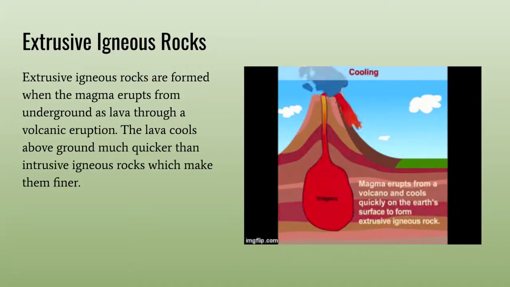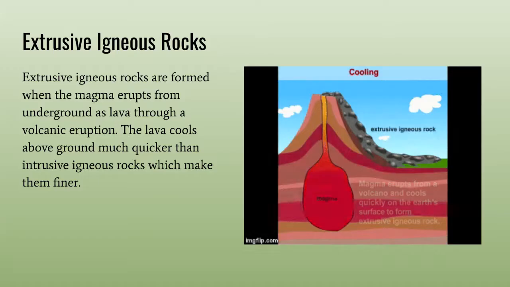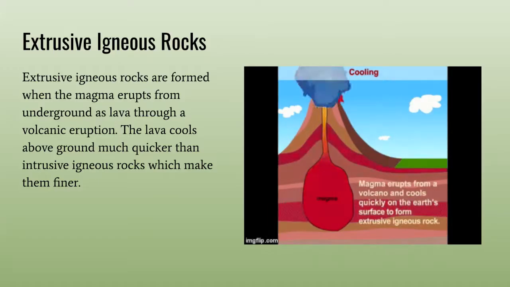So extrusive igneous rocks are different because they are formed when magma erupts from under the ground as lava through a volcanic eruption, and the lava cools above ground, making an extrusive igneous rock. And they cool much quicker than intrusive igneous rocks, which makes them finer. So essentially, these two rocks are still the same igneous rock, they're just two different kinds.